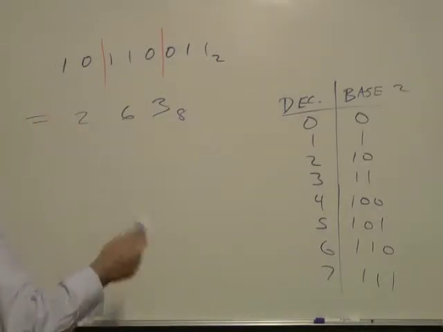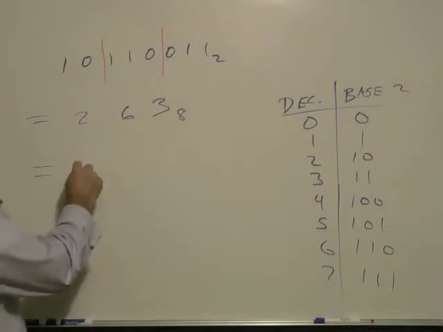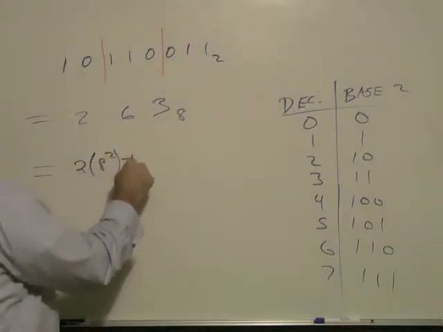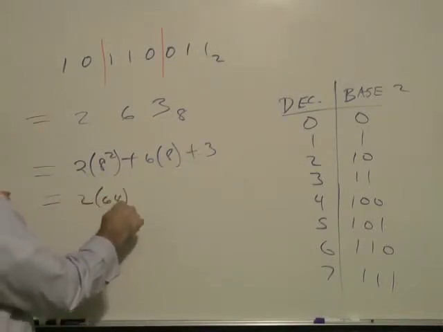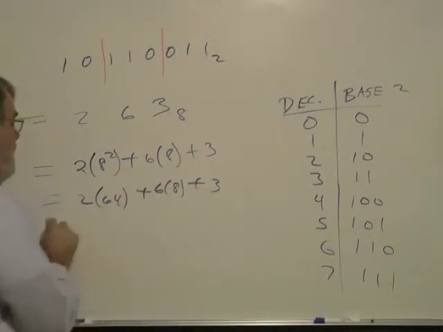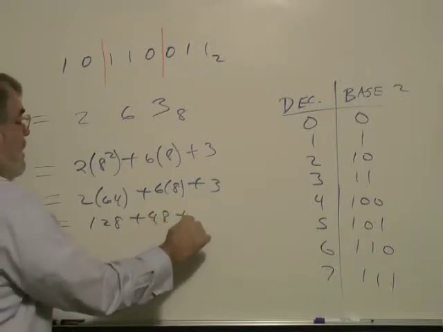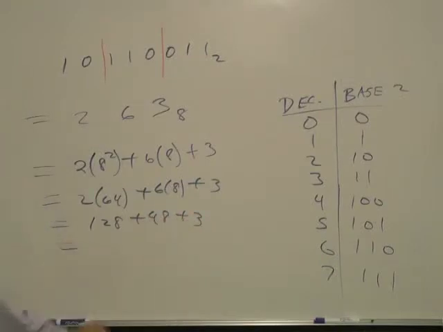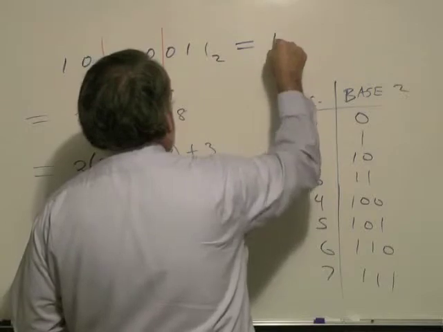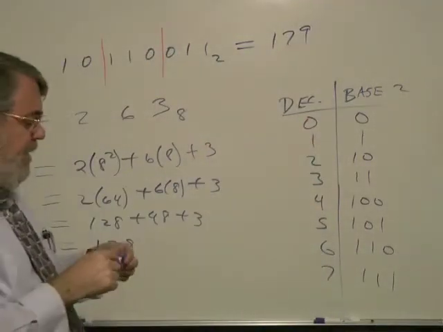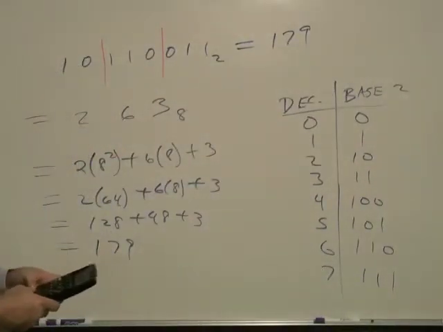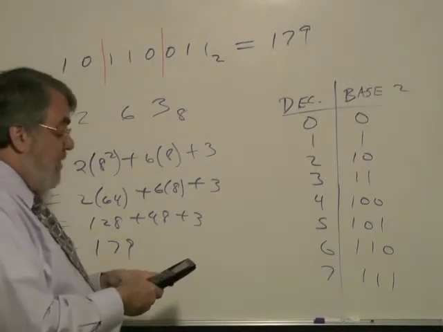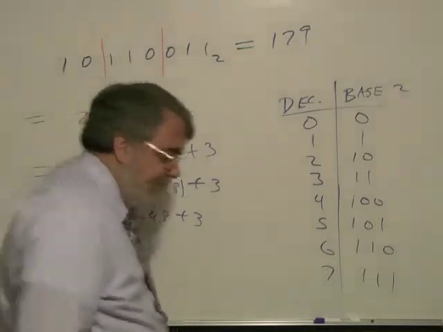Well, if we need to go further into base 10, then this is 2 times 8 squared plus 6 times 8 plus 3. 2 times 64 plus 6 times 8 plus 3, 128 plus 48 plus 3 is 179, I believe. So this is also just plain old 179. Let me double check that. So I've got 2 times 64 plus 6 times 8 plus 3 is 179. All right.